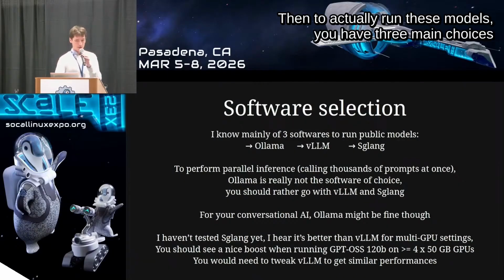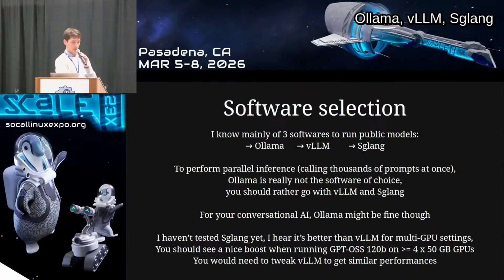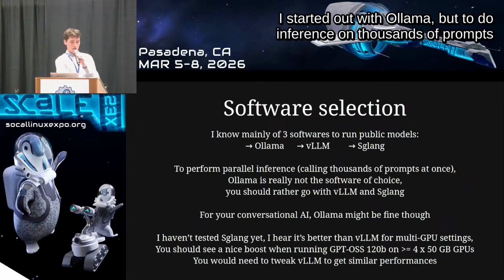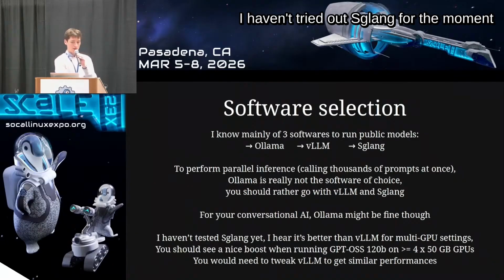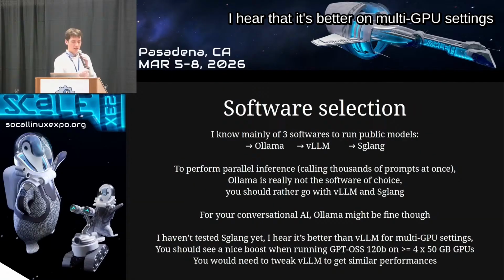Then to actually run these models, you have 3 main choices: Ollama, vLLM, SGLang. I started out with Ollama, but to do inference on thousands of prompts, vLLM really outperforms it. I haven't tried out SGLang for the moment. I hear that it's better on multi-GPU settings.